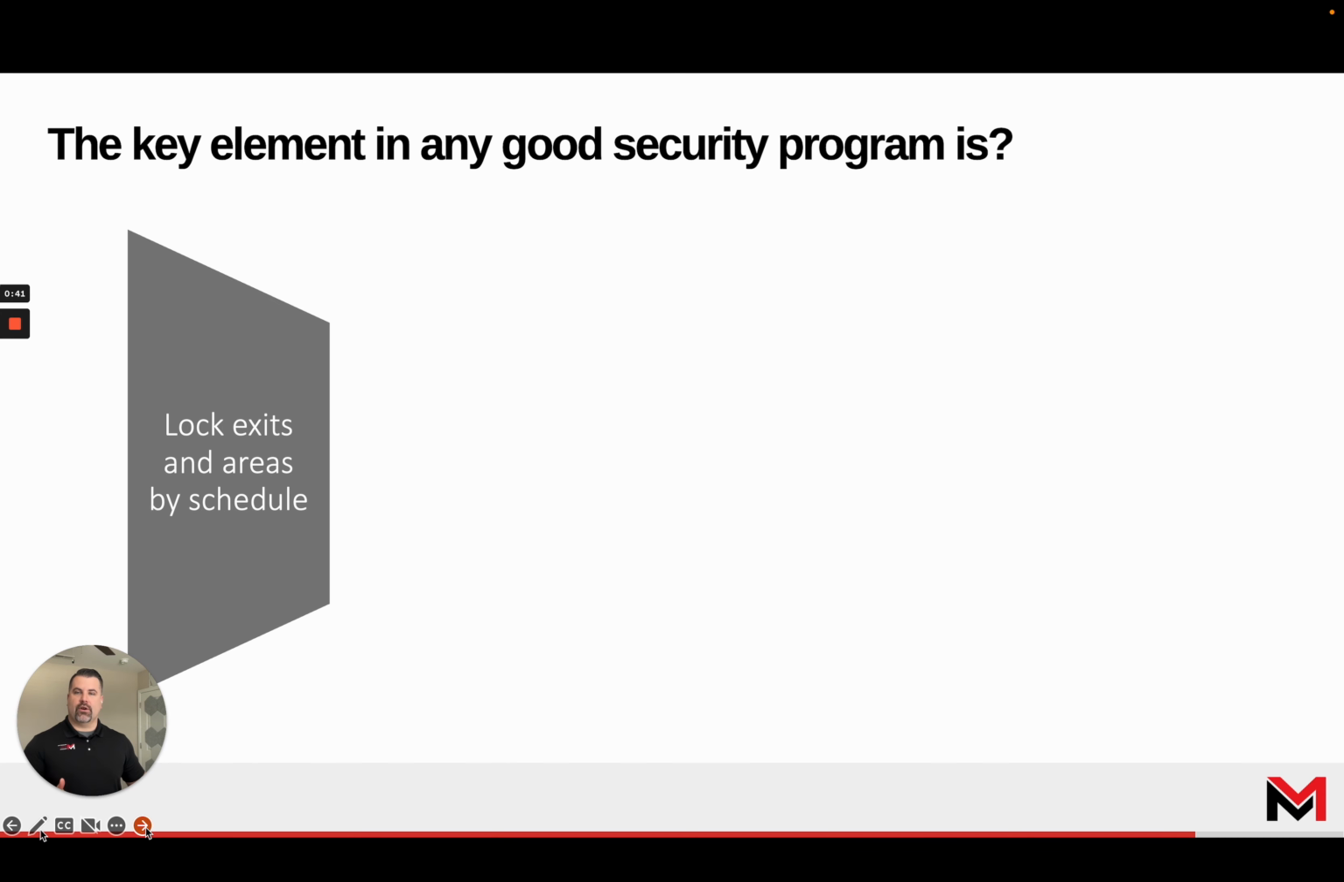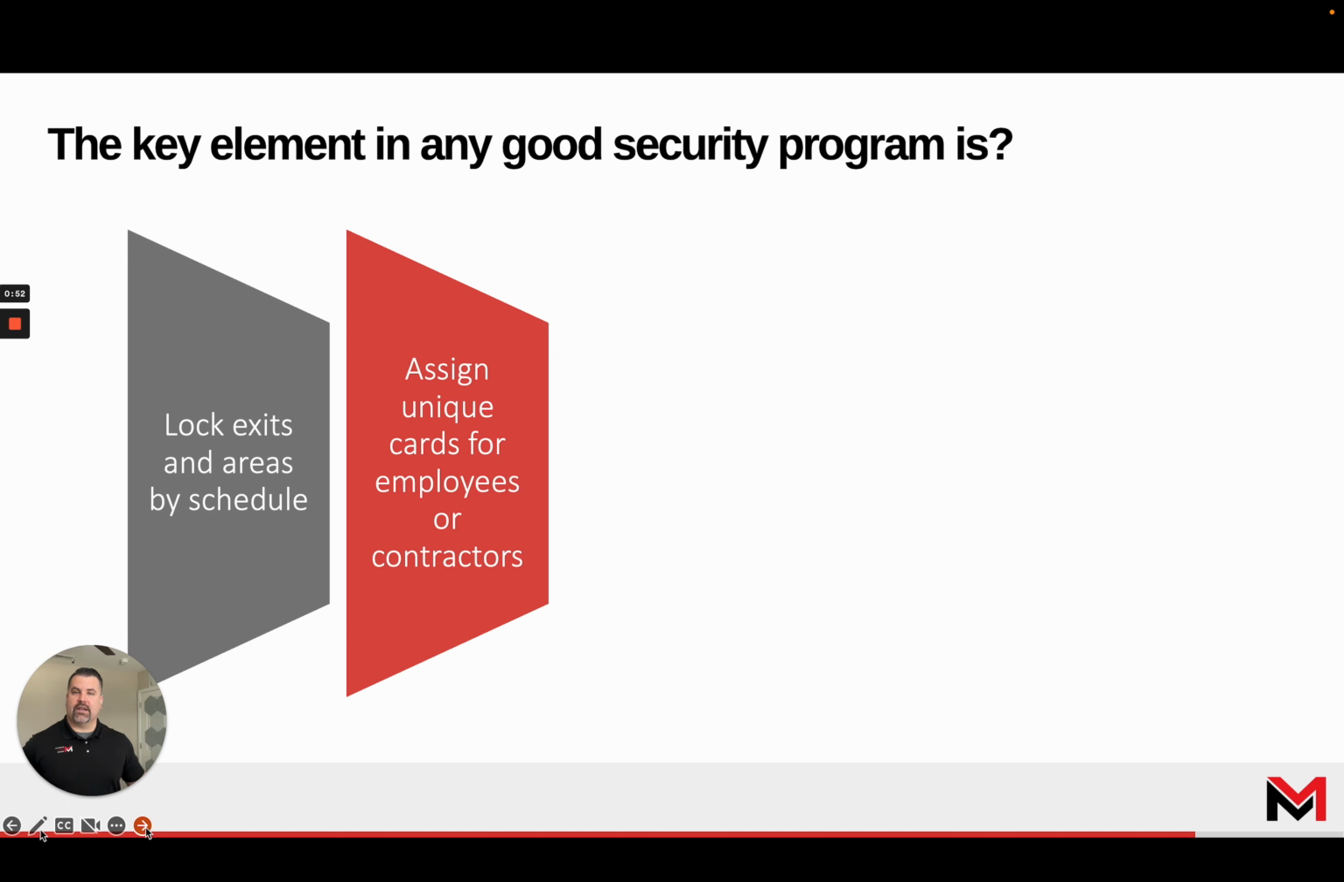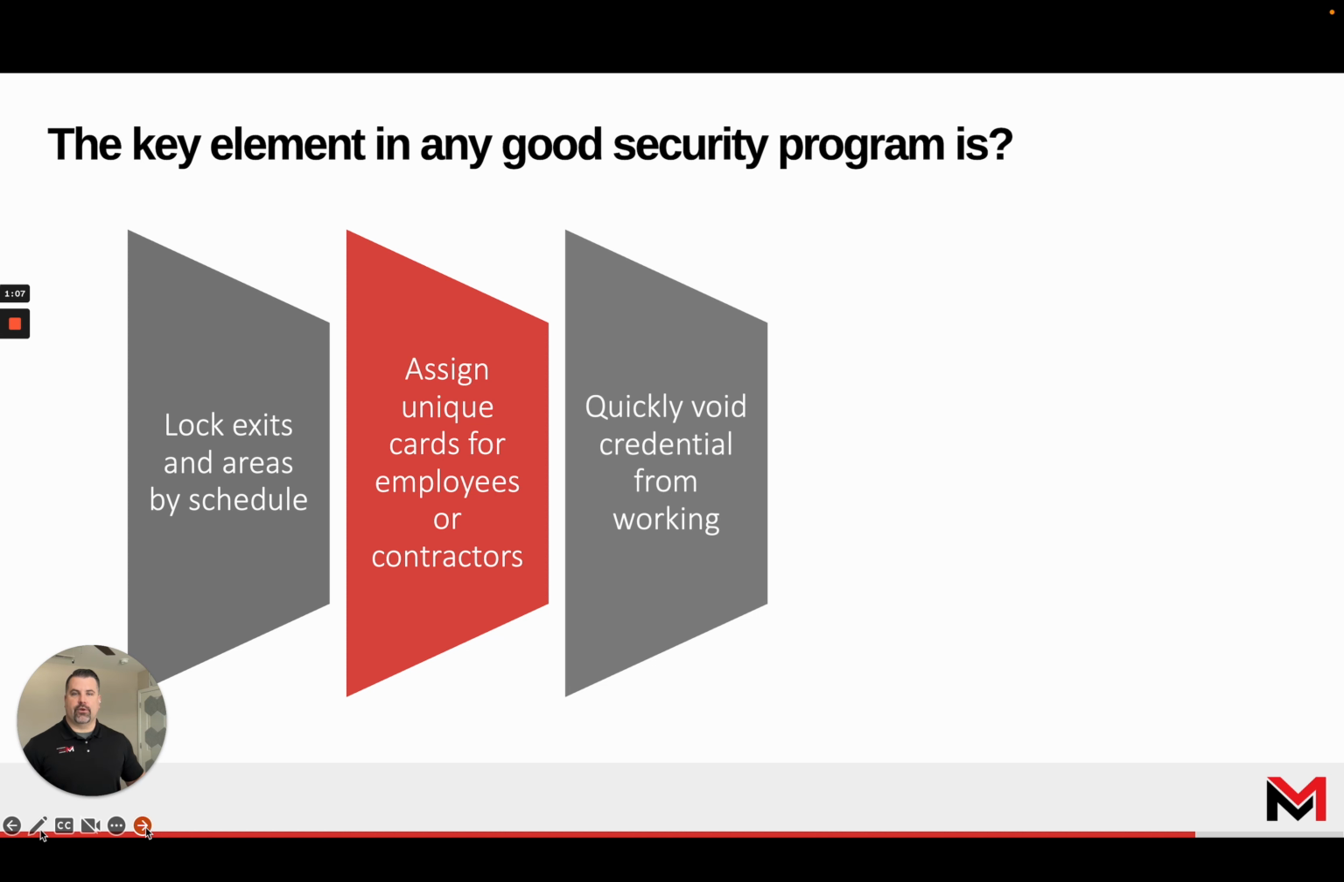So we want to lock certain exits and areas of the facility by schedule, so that people may not need to access those at all times of day, and we want to allow access only when it's appropriate, so we can control them by schedules. Each individual user will be assigned a card or some sort of credential, maybe a mobile credential or a key fob, whether that's an employee, a contractor, or in a multi-tenant setting, a resident, so that we get traceability for each individual user.